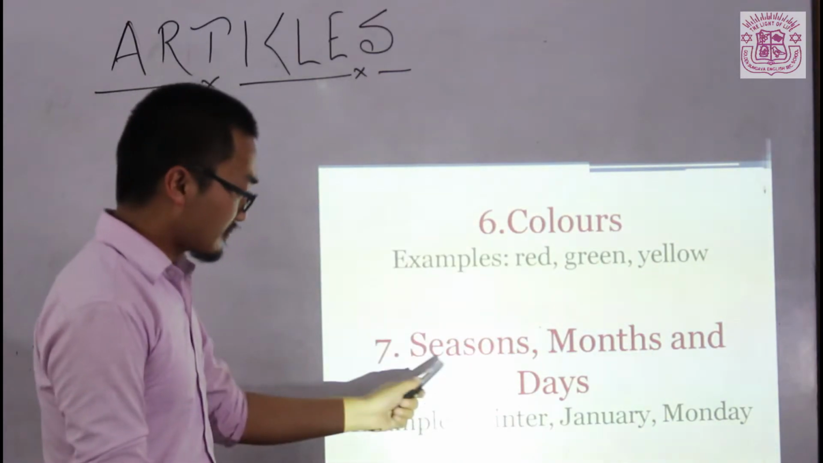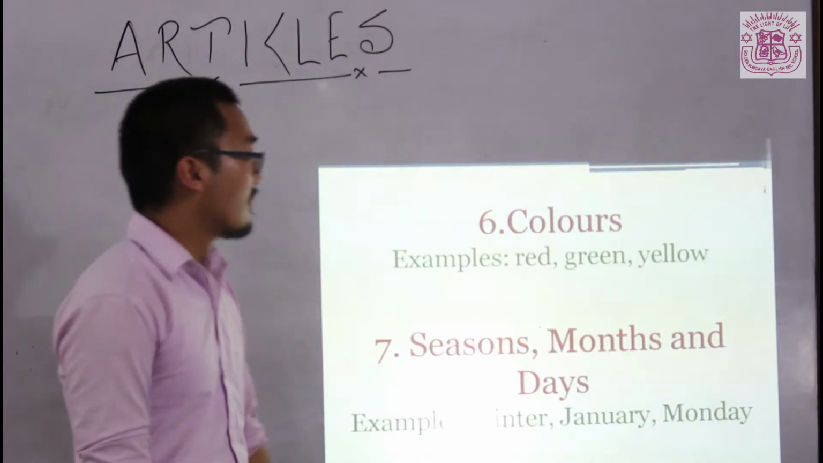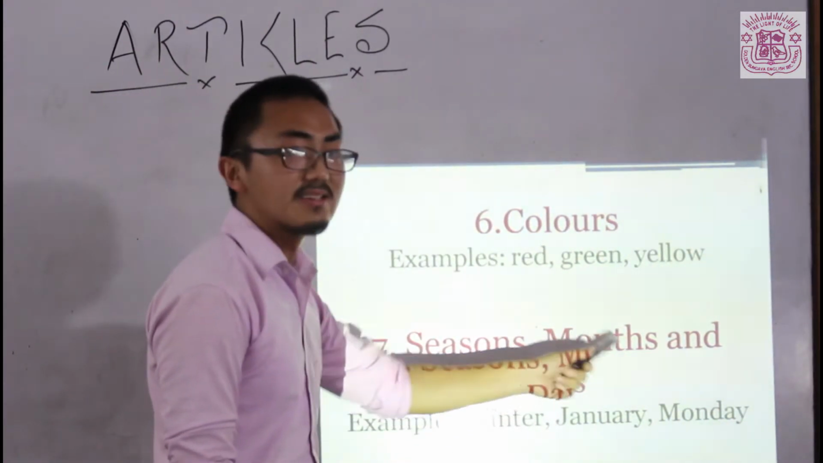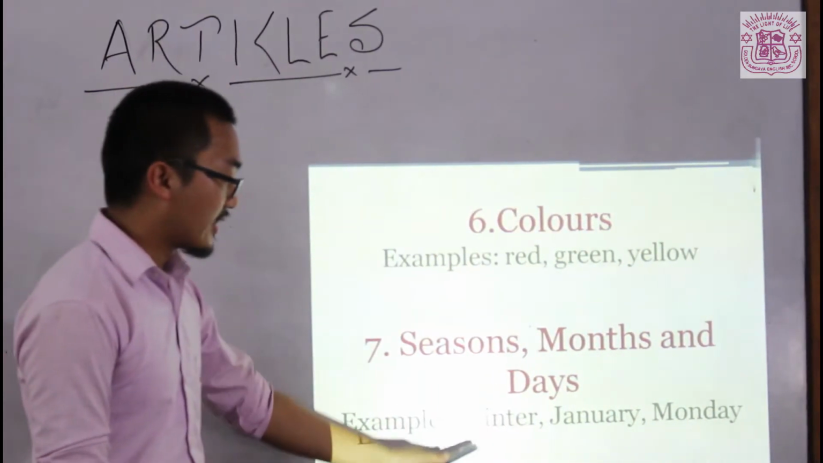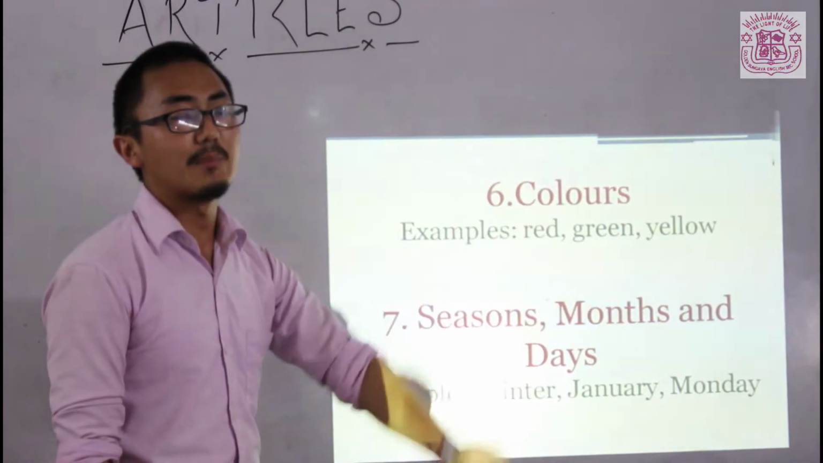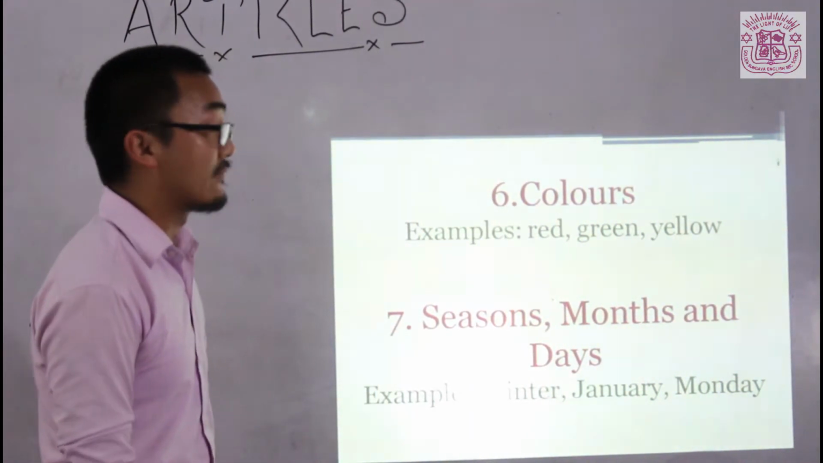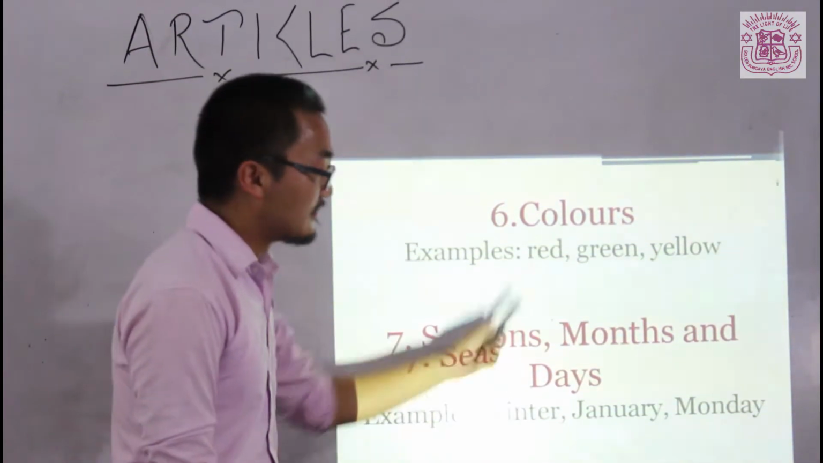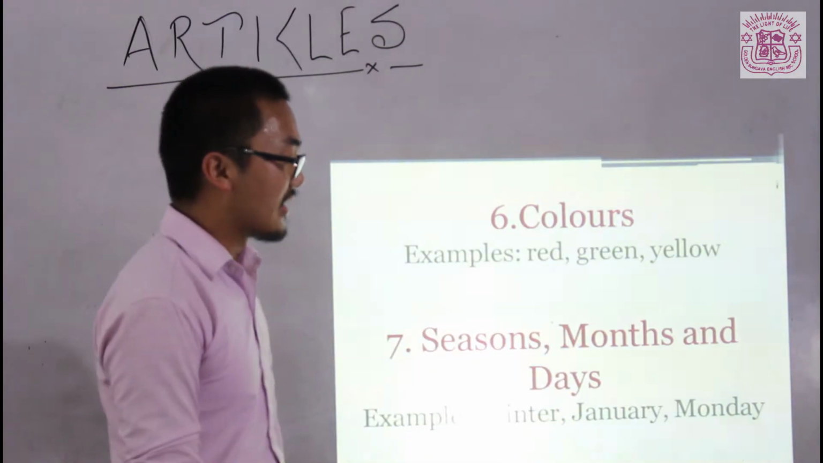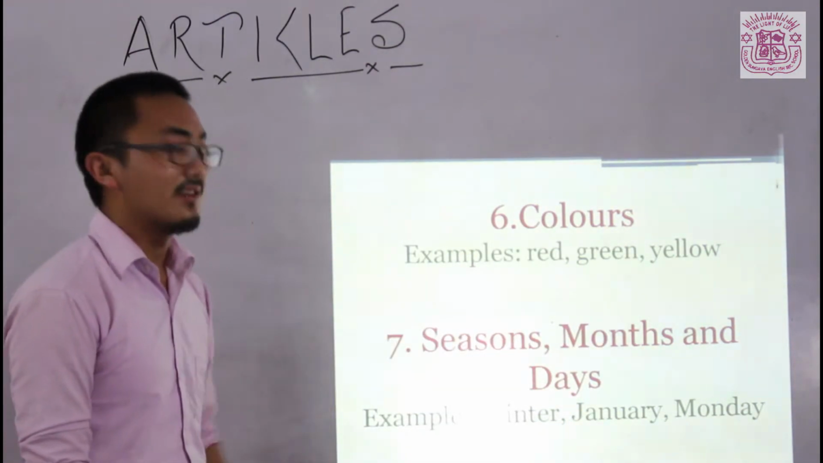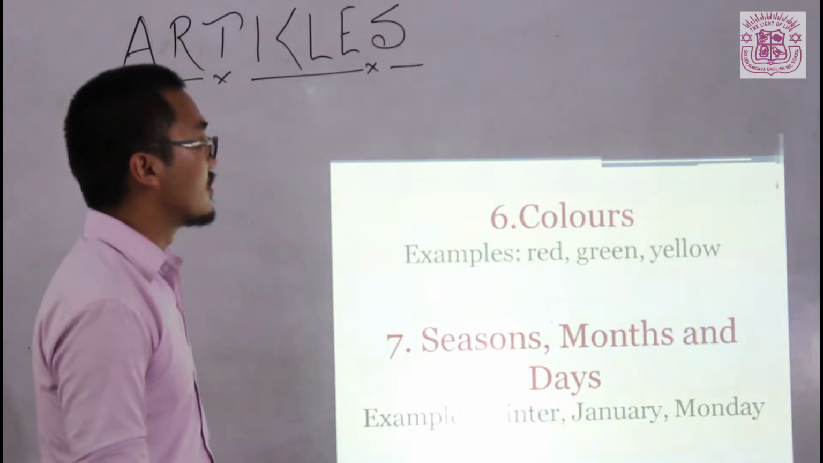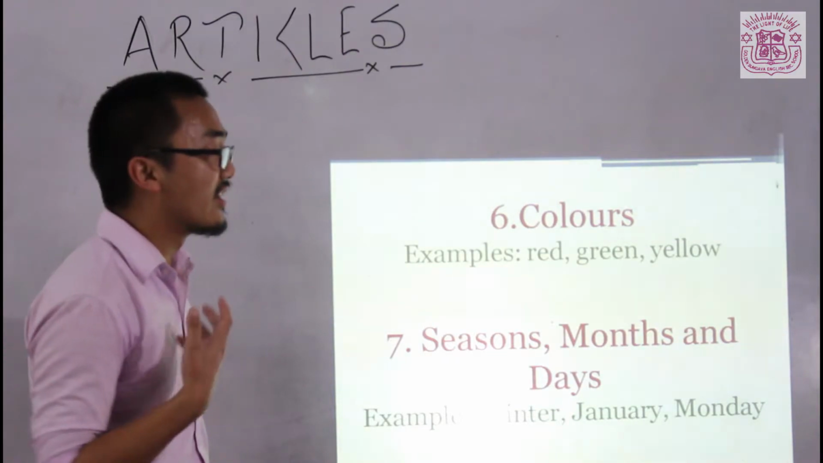The next condition for not using the articles is in the names of seasons, months and days too, like winter, January, Monday, Sunday. In front of those words also we don't have to use any kind of articles. For example, my birthday is on Monday. We don't say my birthday is on a Sunday. We don't say my birthday is on the Monday. So these conditions are applied for not using any kind of articles in a sentence.